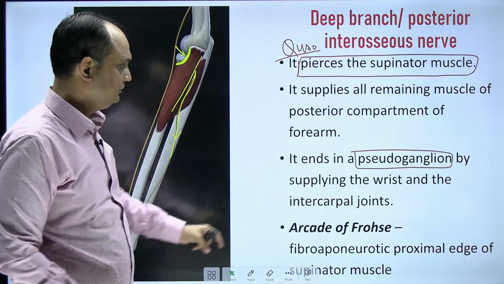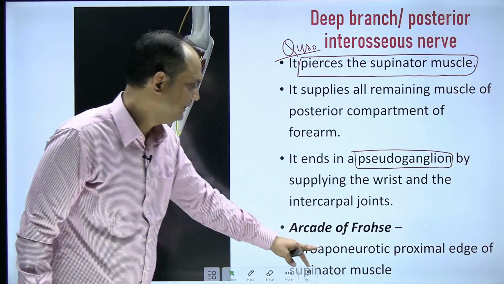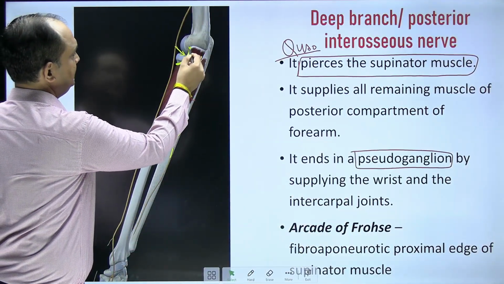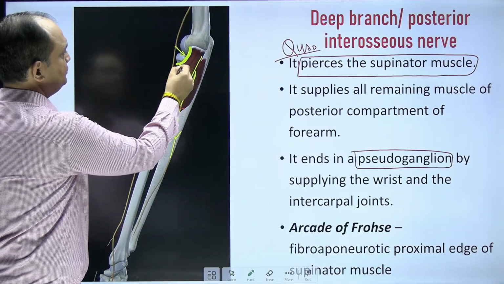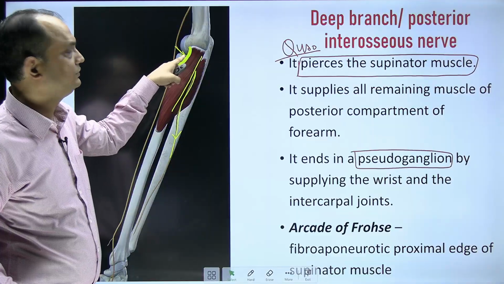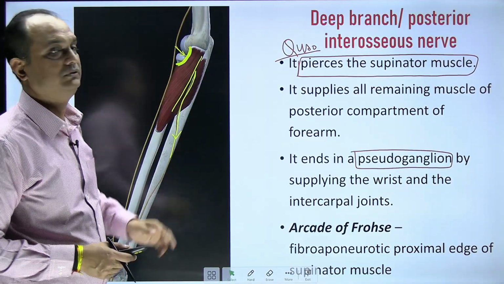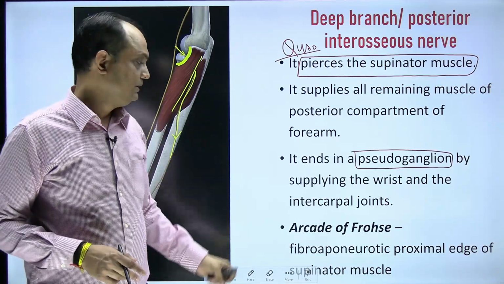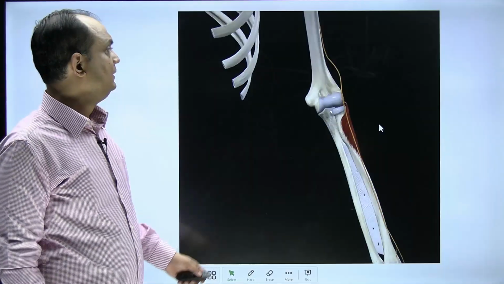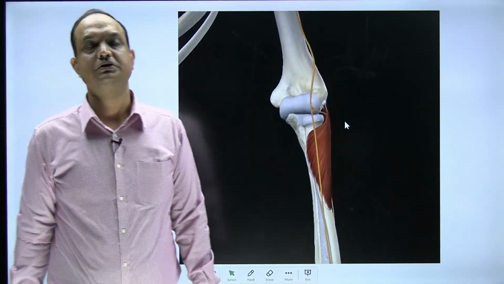So this is a very important question. What is arcade of Frohse? Arcade of Frohse is nothing but it is a proximal edge. So it is a proximal edge of this supinator muscle, and this supinator muscle edge sometimes compresses the posterior interosseous nerve. So this nerve is compressed by the upper proximal border, and that is known as arcade of Frohse or supinator arch. Clear?